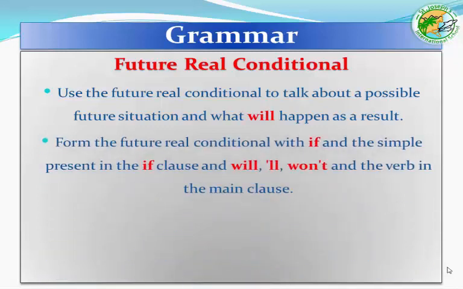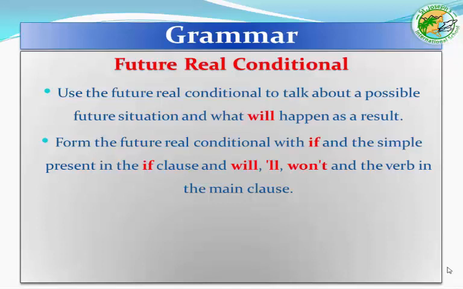Okay? What is the form of this future real conditional? The form of the future real conditional is if and the simple present in the if clause. So if and simple present or present simple, I call it what? If clause. Okay. What about the other side? Will or 'll or won't and the infinitive. I call it what? I call it main clause.